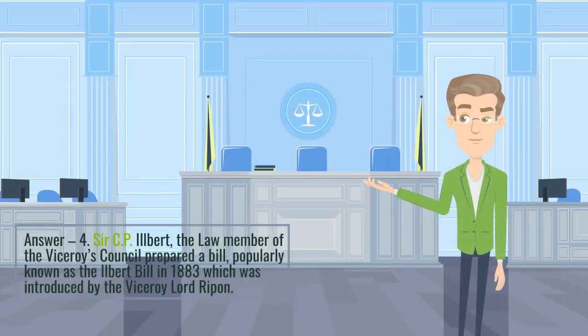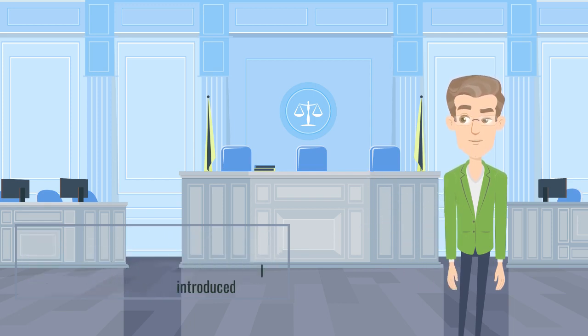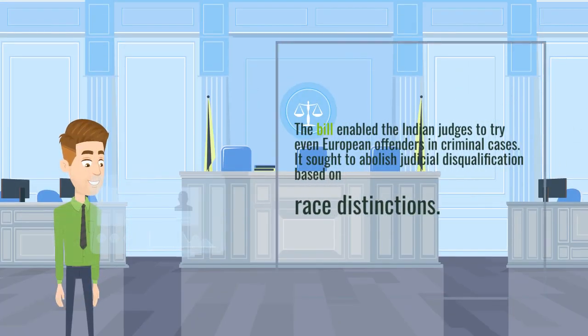Answer: 4. Sir C.P. Ilbert, the law member of the Viceroy's Council, prepared a bill, popularly known as the Ilbert Bill, in 1883, which was introduced by the Viceroy Lord Ripon. The bill enabled the Indian judges to try even European offenders in criminal cases. It sought to abolish judicial disqualification based on race distinctions.